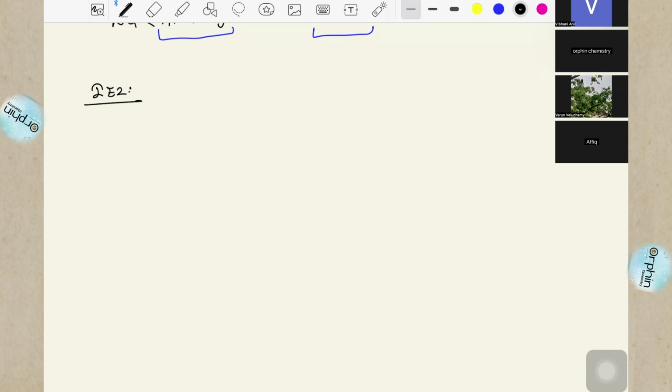Okay. IE2 comparison. So IE2 comparison means we have to remove the second electron now. What is IE1? What is IE2? What is IE3? From the atom or any ion also. Like it can be ion also. It can be Na plus. It can be aluminum plus 3. Any ion or any atom, whatever it is, if you are removing the first electron, that is I1 of that. If you are removing the second electron, that is I2 of that. If you are removing the third electron, that is I3 of that.